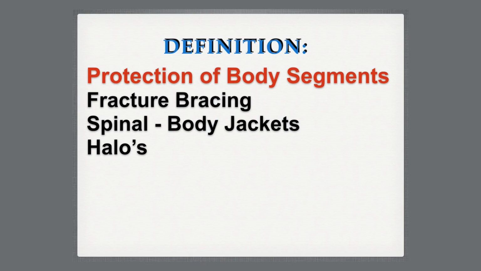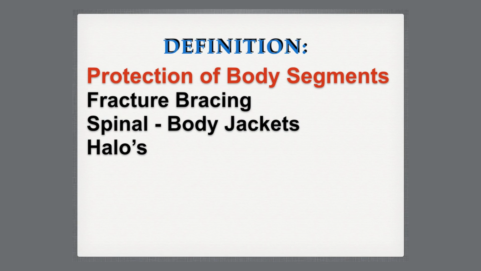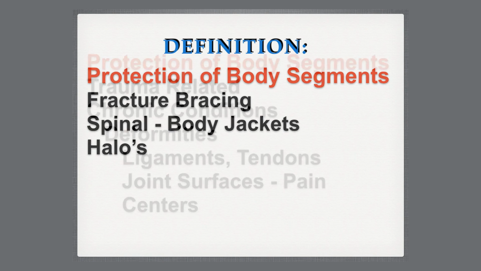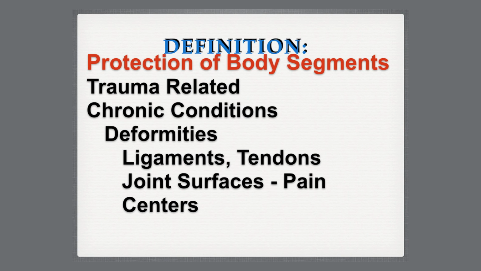So, protection of body segments. One of the places where it's being used most often is in fracture bracing. It tends to be more of an acute phase, and with a fracture brace we may be able to protect. The fracture bracing could be spinal, like body jackets, and so forth. It could be post-surgical. So our job is to protect and hold while the human body can heal itself. Even halos for broken necks are another example. Most, like I said, are trauma related.